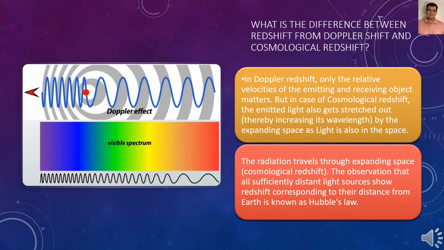The observation that all sufficiently distant light sources show redshift corresponding to their distance from Earth is known as Hubble's law. An interesting thing that should be of note here is that there could be objects who are incredibly far away, and because of the expansion of the universe, their speed could be seen as close to the speed of light, and therefore the human eye would be incapable of detecting them. In order to understand these, we move all the amplifications or reductions into an area within the visible spectrum.